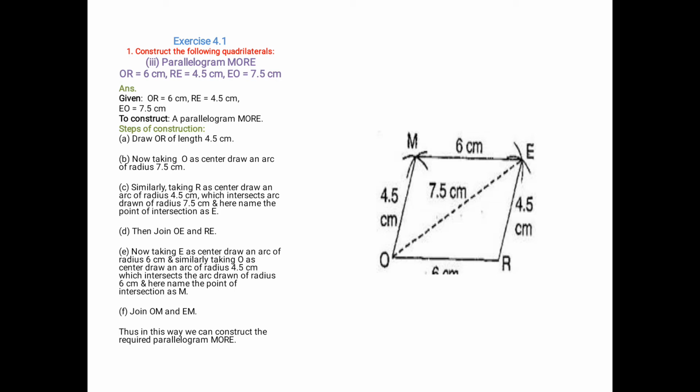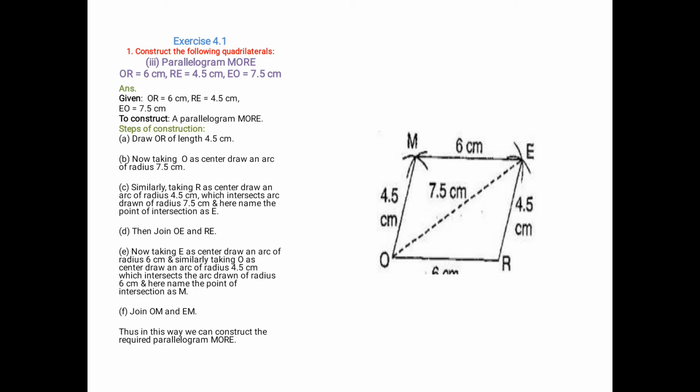Well, for a parallelogram we know that opposite sides are equal. Hence, as it is given to us that OR is equal to 6 cm, we can say that ME will also be equal to 6 cm. And as RE is equal to 4.5 cm, we can say that OM will also be equal to 4.5 cm. Now, to construct a parallelogram, we will have to follow the following steps of construction.